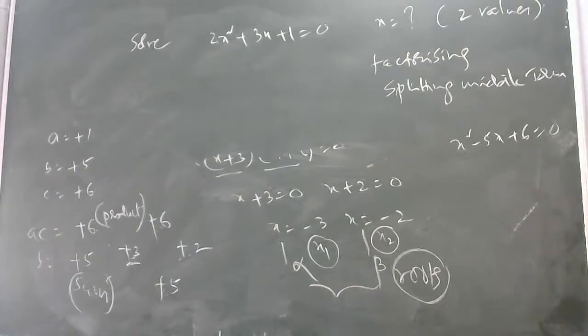x square minus 5x plus 6 is equal to 0. Next question there.